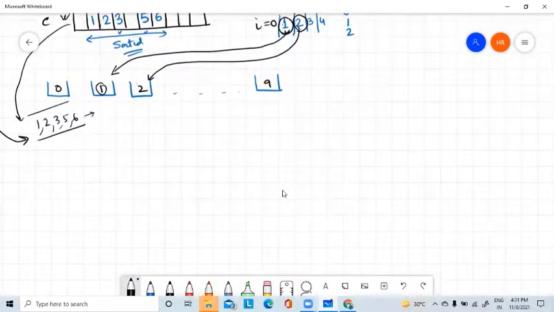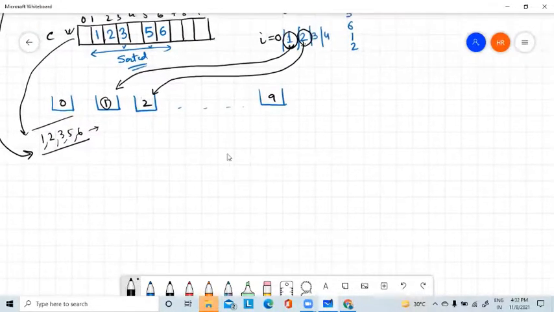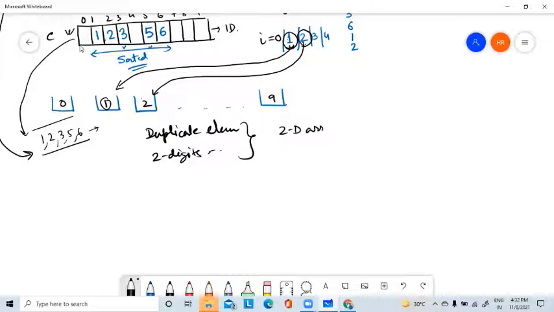Now what happens if there are duplicate elements or two-digit elements? In that case, instead of a 1D array, the bucket we had considered initially, see, this C is a 1D array. If there are duplicate elements or two or more digit elements, then we have to consider a 2D array.